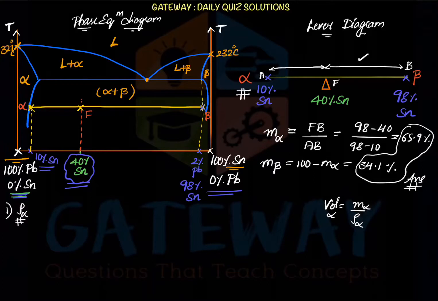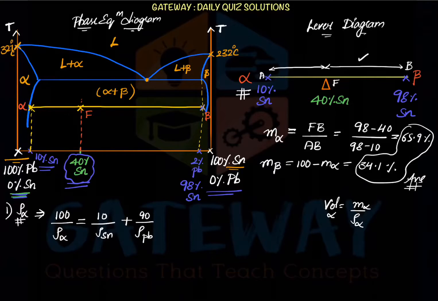For calculating the density of alpha, alpha means nothing but a solid solution of lead and tin, right? Alpha is the solid solution of tin in lead. Beta is the solid solution of lead in tin, right? So to calculate the density of alpha, we will be using this equation: 100 upon rho alpha is equal to, at the given point we are having 10% of Sn, so 10% upon the density of Sn will be taken here, plus if it's 10% Sn, then it will be 90% lead. So 90% upon the density of lead. Okay, and similarly from here we will take the rho beta.